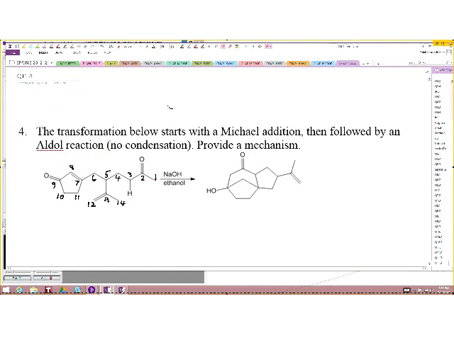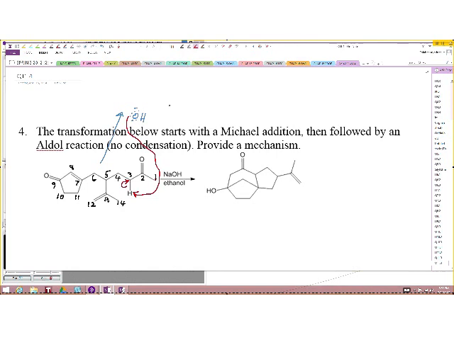What is the first thing we need to do? Generate the enolate. Very good. So we want to take this and use hydroxide to generate the enolate. So what I do, I come here, this here to grab this proton here, and that will leave the bonding electron to this carbon right here.